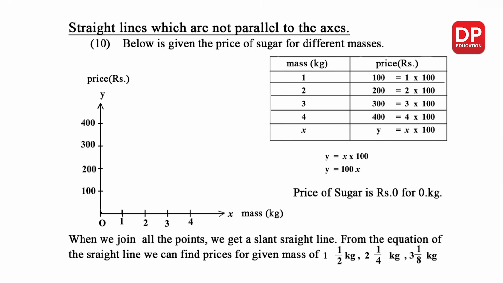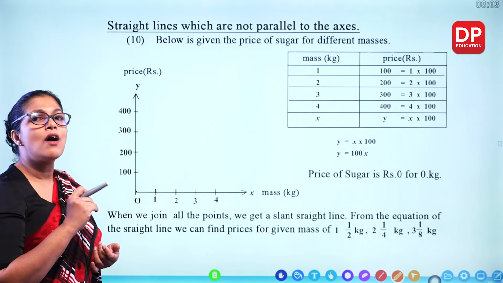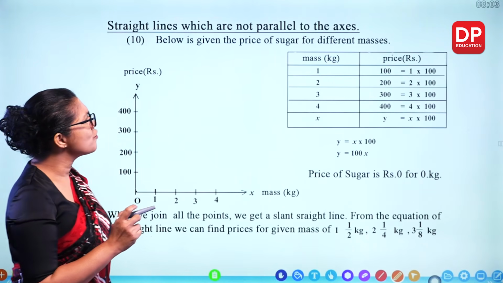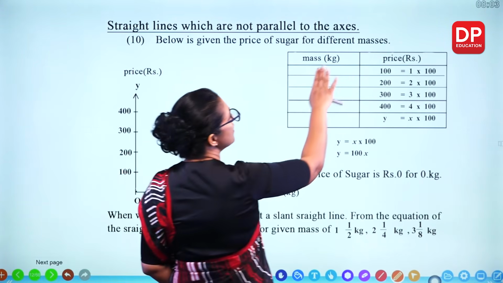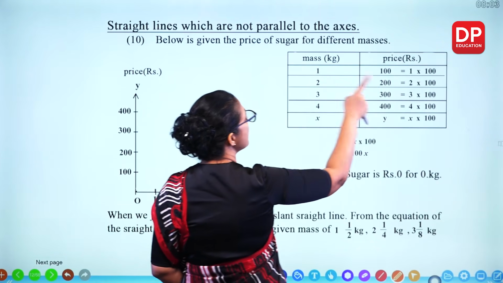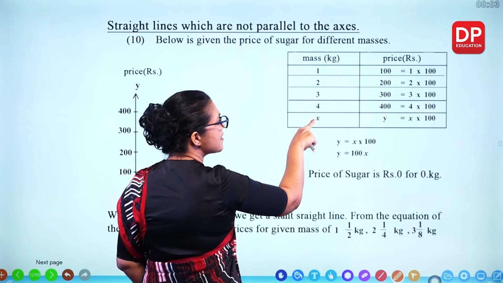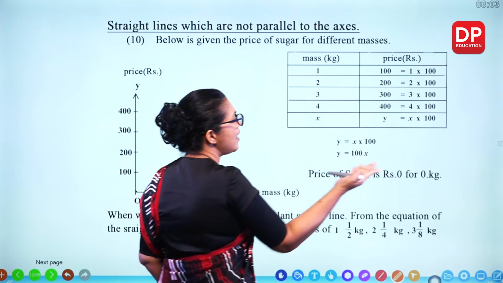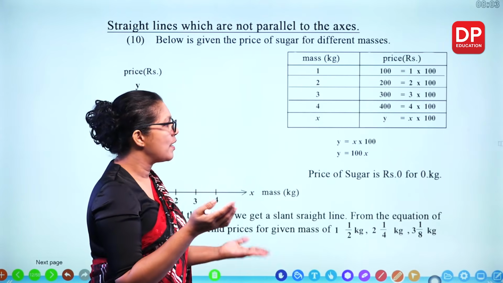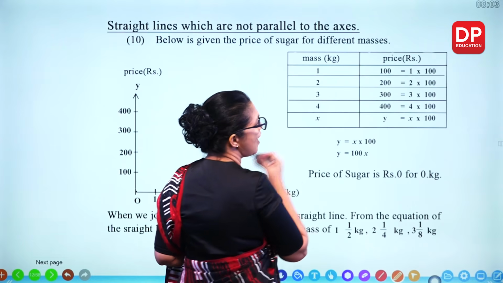Straight lines which are not parallel to x-axis. So far we discussed vertical lines and horizontal lines. Now we'll look at this example. Below is given the price of sugar for different masses. So 1 kilo is 100 rupees. 2 kilos, 200. That means 2 times 100. 3 times 100 is 300. So likewise, if this is x and if the price is y, you can write y equals 100x. So this is direct proportion. When one increases, the other also increases. So you can form the equation like y equals 100x.